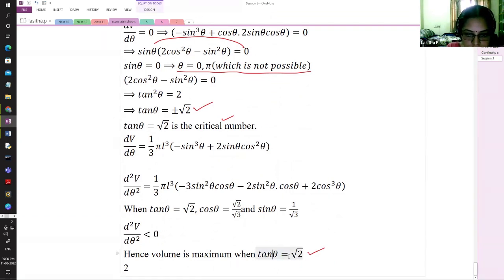No? One 2 is gone down here. I'm sorry. So the answer will, some mistake here, some typing error. Sorry.